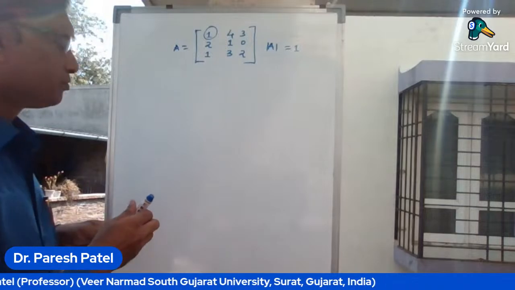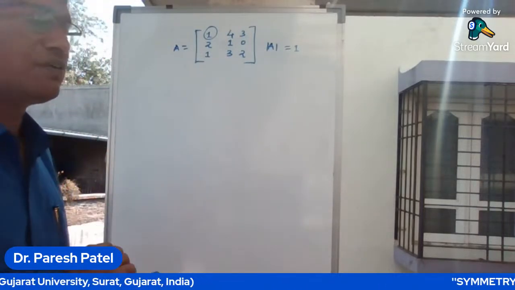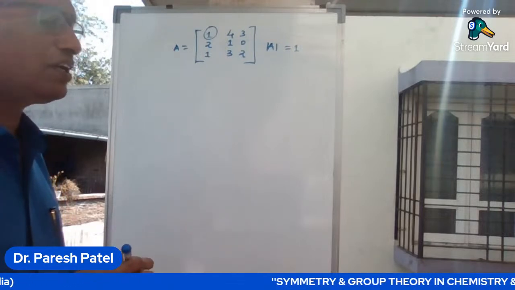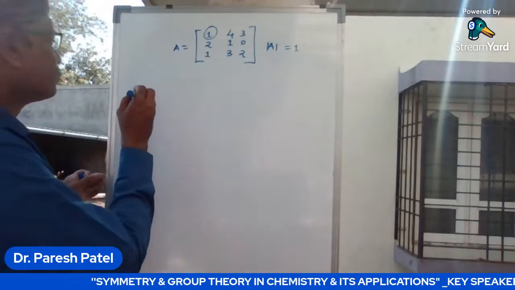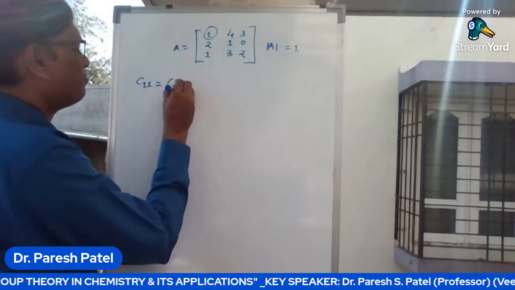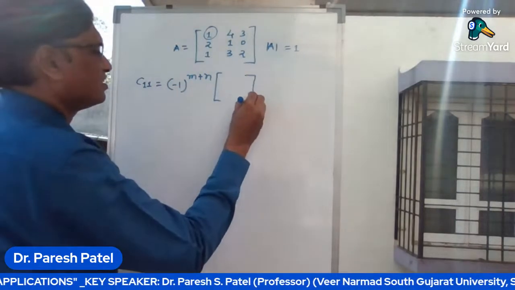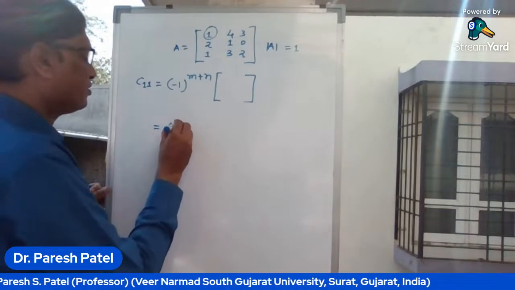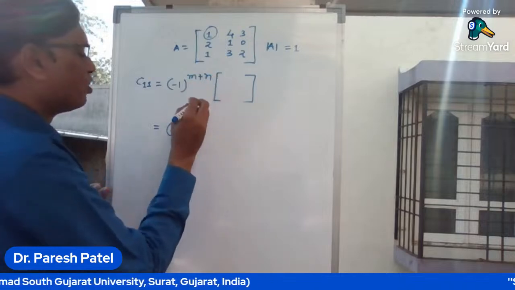Now, second step, find the values of C11, C12, C13, C21, C22, C23, C31, C32, and C33. Now, what is the value of C11? C11 is equal to minus 1 raised to m plus n, times the remaining determinant. In the case of C11, the row number is 1 and the column number is 1.